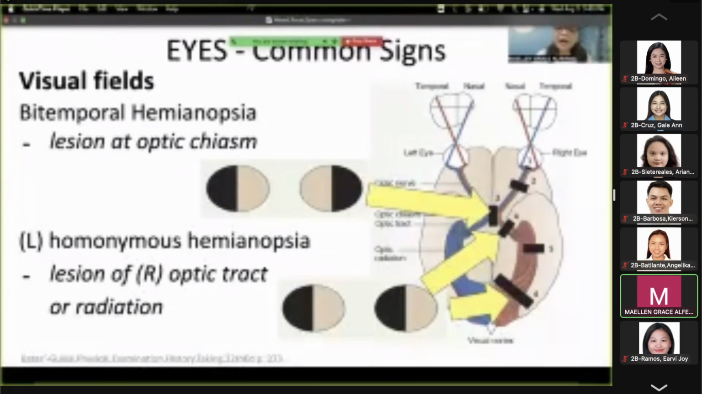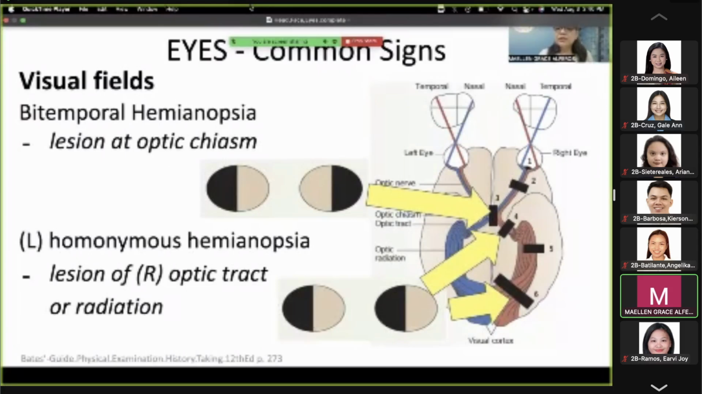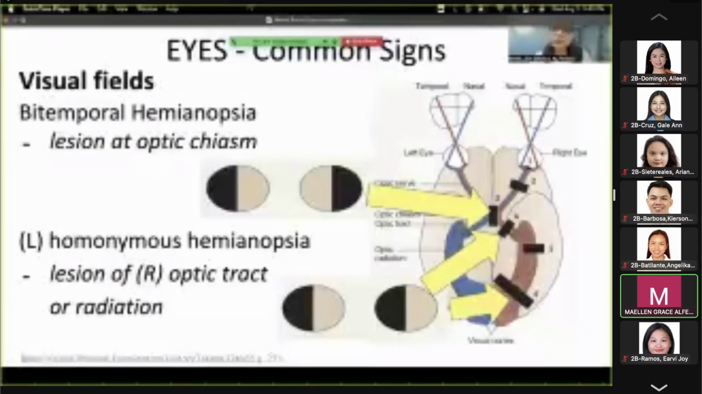Now, after the optic chiasm, you will have a contralateral defect. Okay, so this one, you don't see the left temporal and the left nasal. So we call this the left homonymous hemianopsia, in which the lesion is located at the right optic tract or at the right optic radiation. So here, after the chiasm, the lesion is contralateral to the affected side.